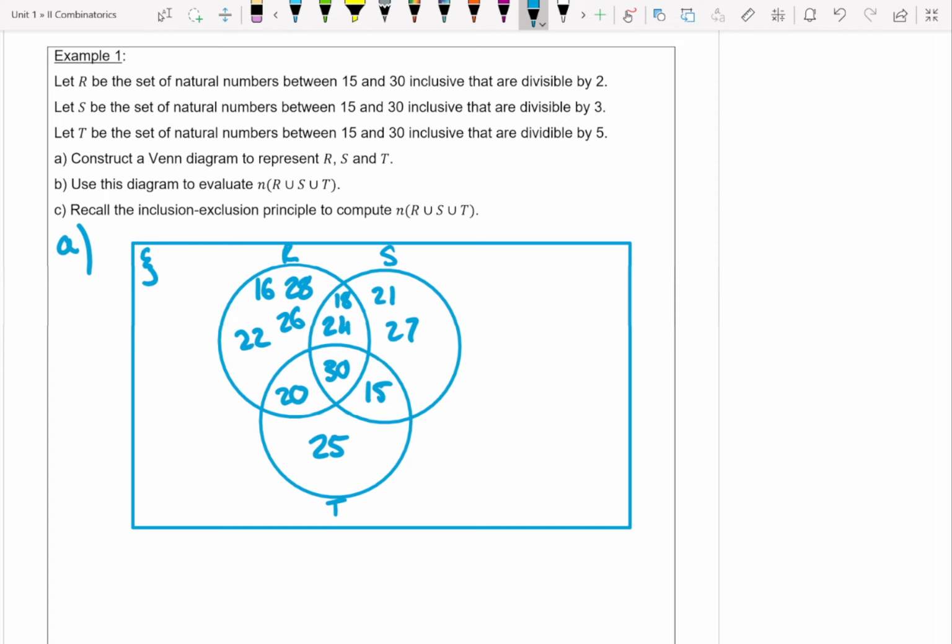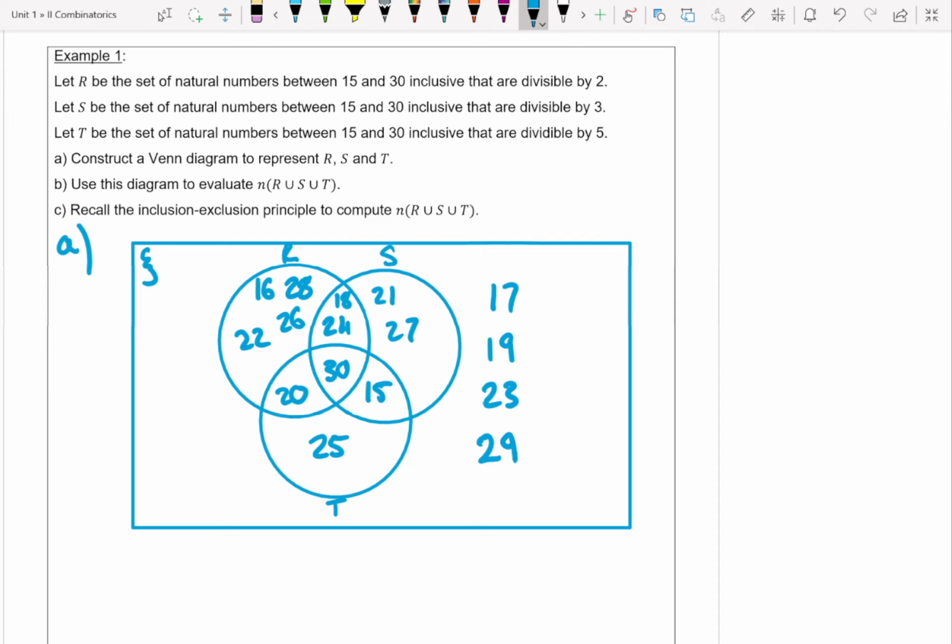So now we have to go through and see what are the numbers that aren't allocated in these 3 sets. So we've got 15, 16, we do not have 17 in a set, so we write it outside. 18, we don't have 19. 20, 21, 22, we don't have 23. 24, 25, 26, 27, 28, and we don't have 29.